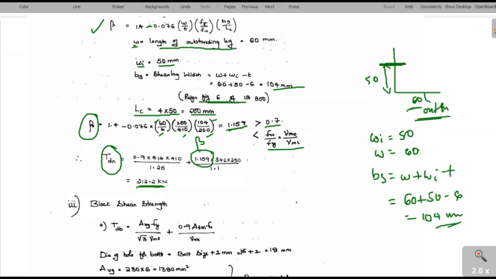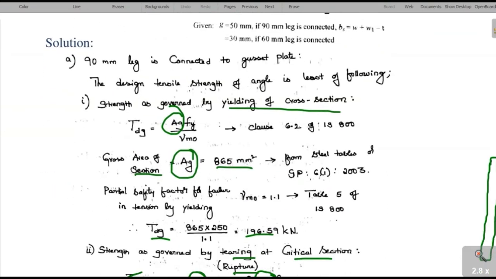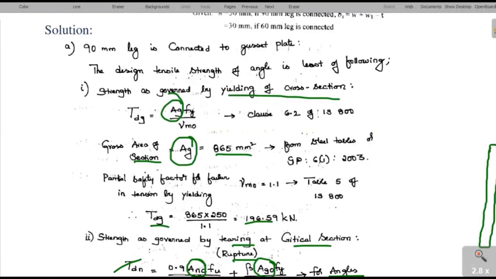So what does that mean? When the load in the tension member exceeds this force, then such a member is going to get ruptured and fail. But if the block shear strength or yield strength value is less than this, then they are going to fail before it. Because see here, in yielding, the strength of the member is 196.